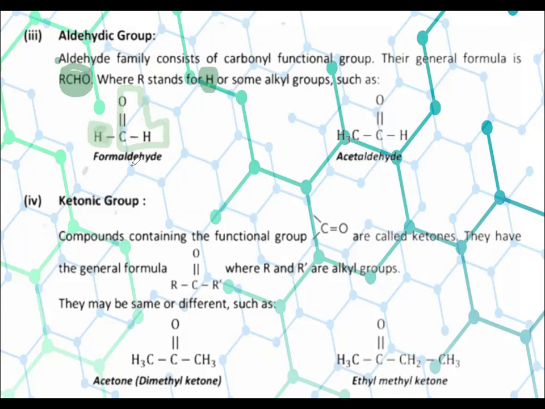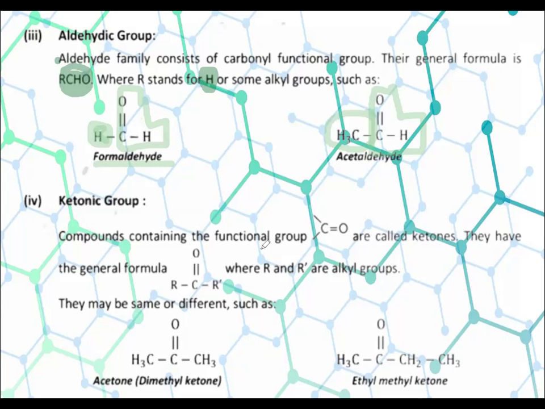So this compound is known as formaldehyde because it contains one hydrogen. Now here you can see that again we have CHO bonded with methyl. So this compound is known as acetaldehyde. Okay. The next one is the ketonic group.